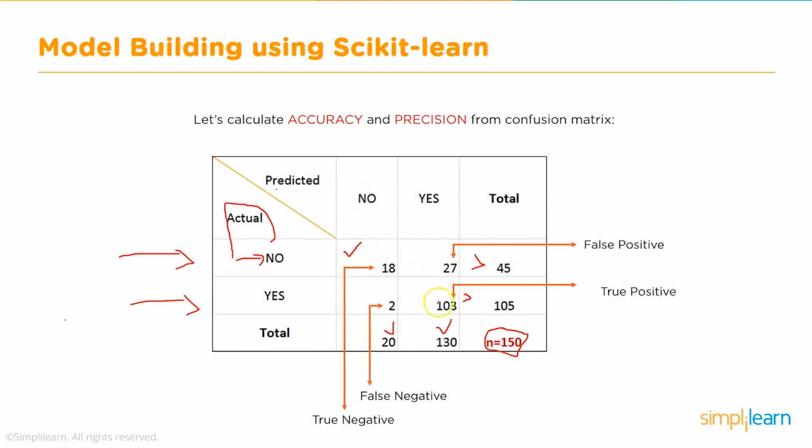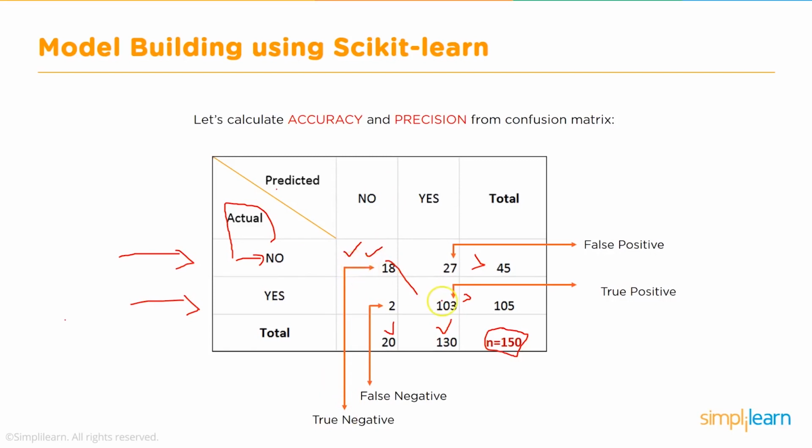Okay, now let's come to this side of it. That way we are talking about the diagonal. Remember I said most of the values should be in the diagonal. So that means these 18 are correctly tagged. They are labeled as no, and our model has predicted as no. So these are correctly tagged, and these are known as true negative.